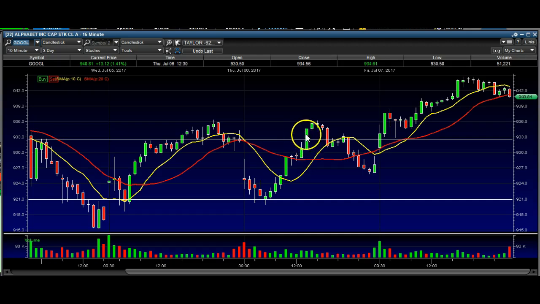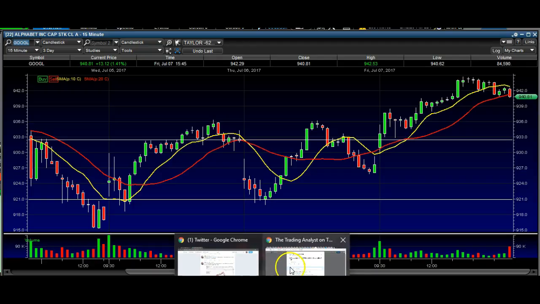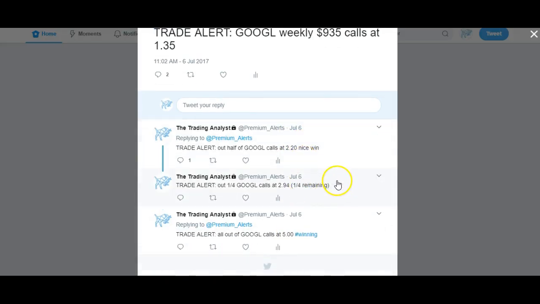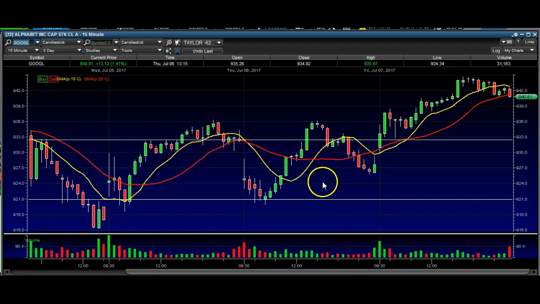So we took profits right here at about 931, and we alerted those in real time, mind you, out another piece of those contracts at 294. So that was about a 115% gain on these contracts. And then we were holding on to a little piece of those options here in case it decided to run up. And it did run up, so that was great.